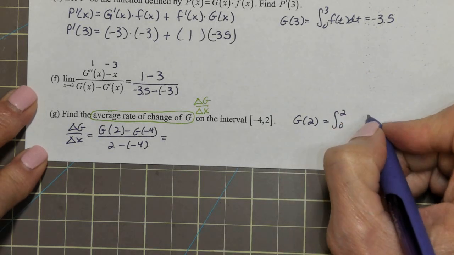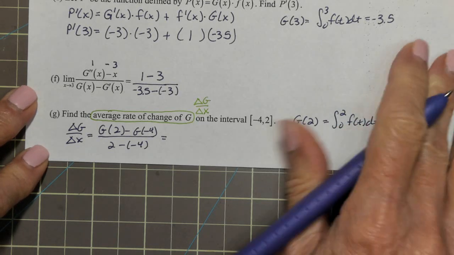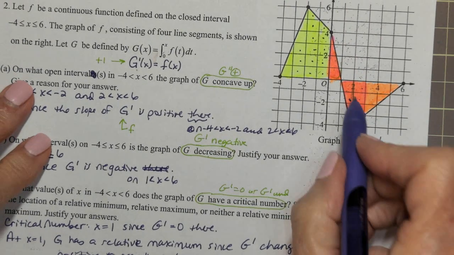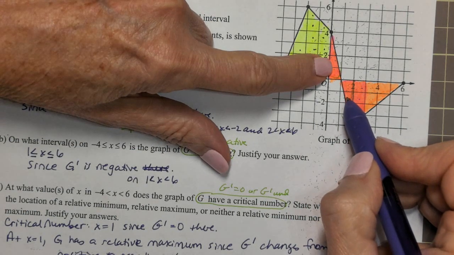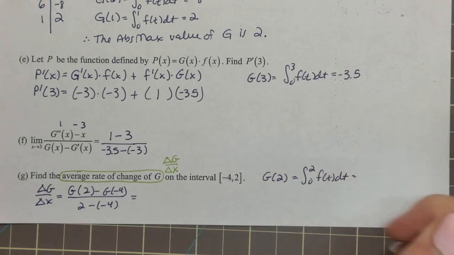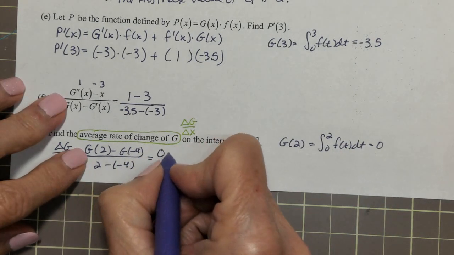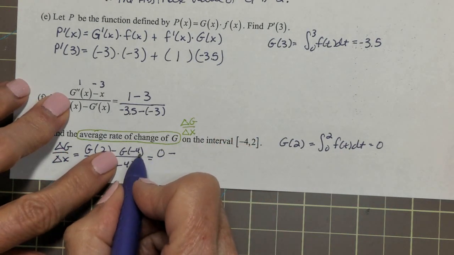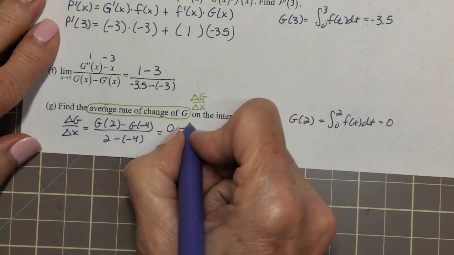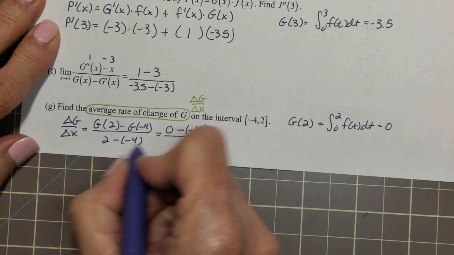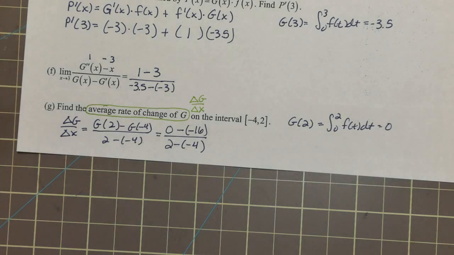Integral 0 to 2 of f of t dt. So back to our graph we go. 0 to 2. 0 to 2. Oh, that's those two little triangles that canceled each other out. So this integral is 0. So G of 2 is 0. What is G of negative 4? G of negative 4 we did find. That was negative 16. Divided by 2 minus negative 4. Save, stop. We're done.